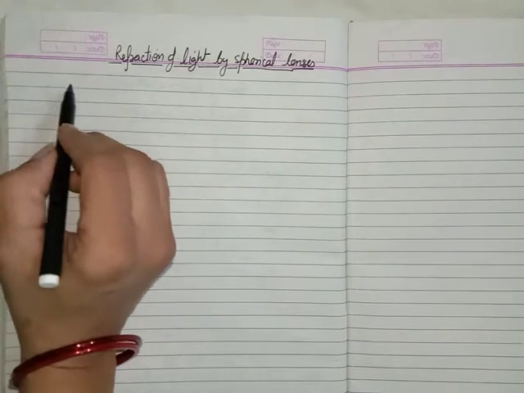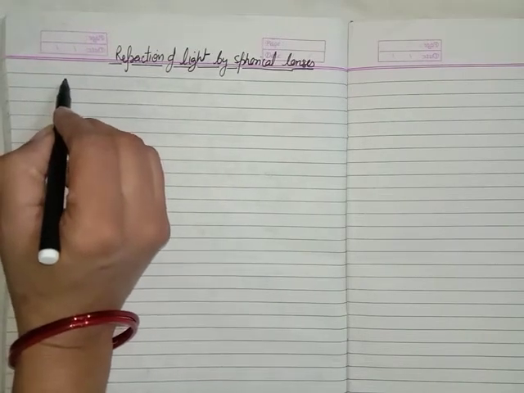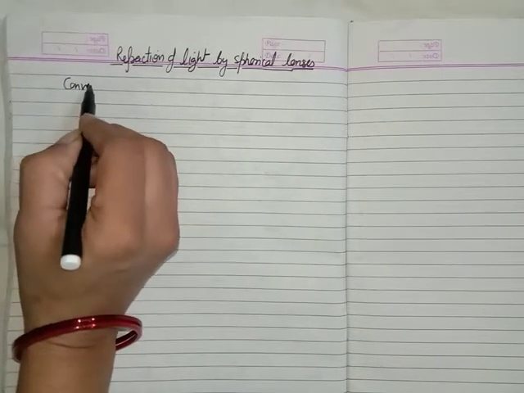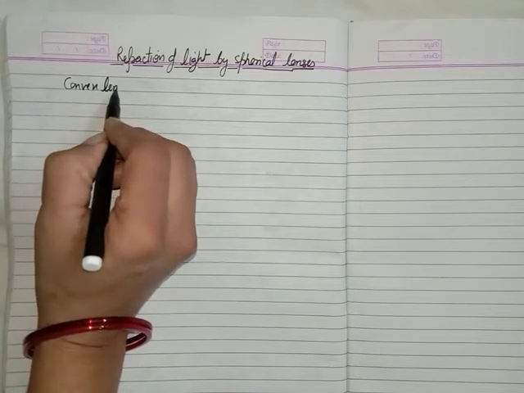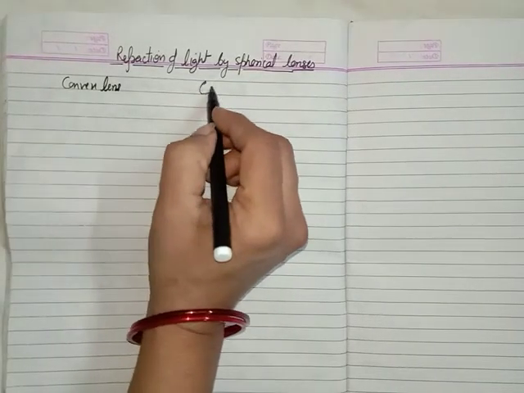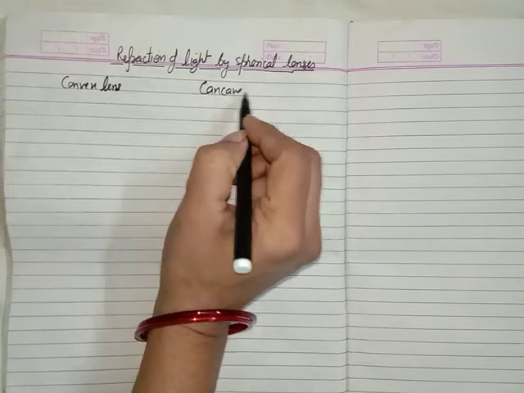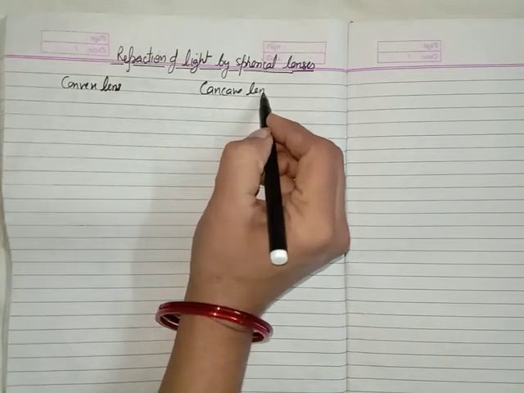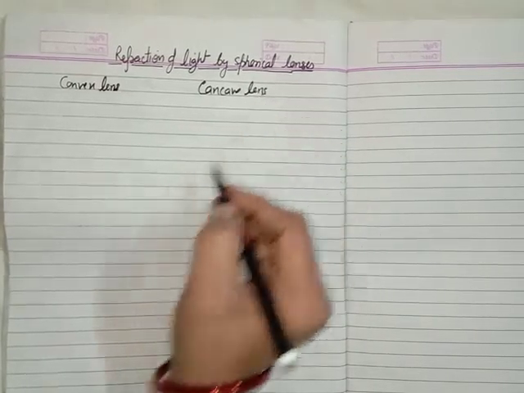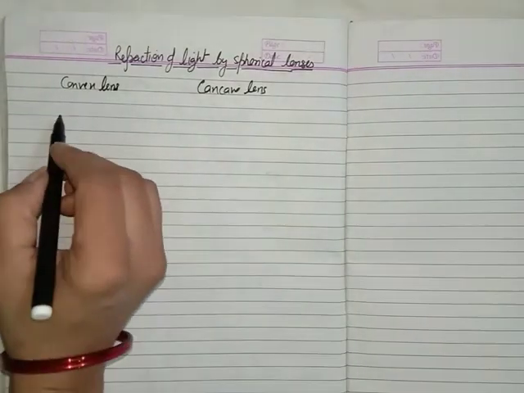Good morning, students. Now, the refraction of light by spherical lenses. In our syllabus, we have two lenses, that is a concave and a convex lens. One is the convex lens and the other is a concave lens. First, we should know what a lens is.